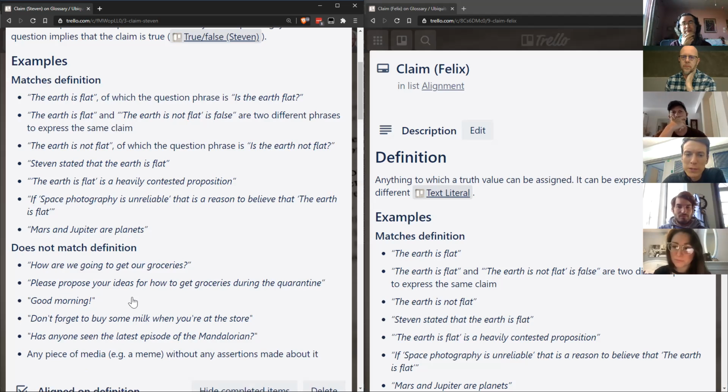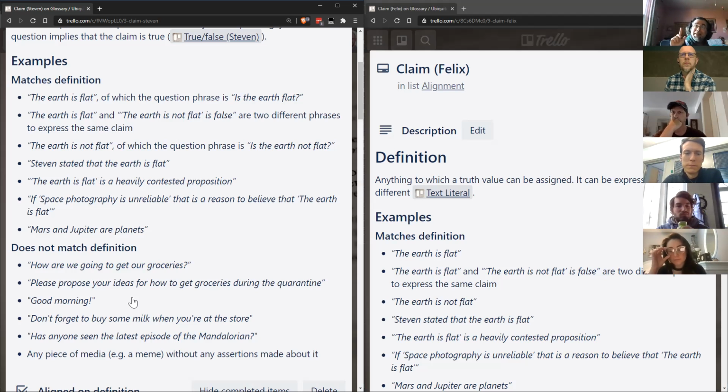No, but it says of which the question phrase is. It doesn't say, okay, but I see the problem. But I think we're aligned. It's a matter of formulating it properly. Okay, I think we are better aligned than I thought. I think my difference was more with Tim, and Stephen's definition is not Tim's.